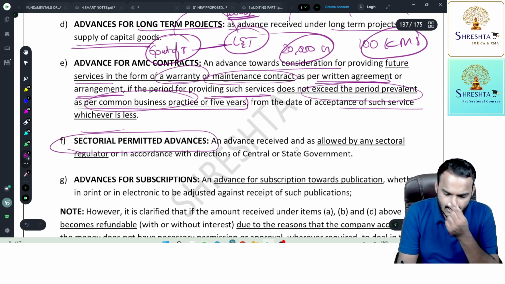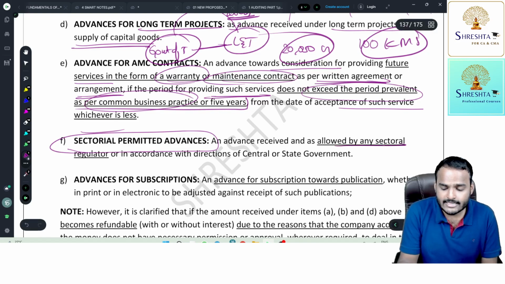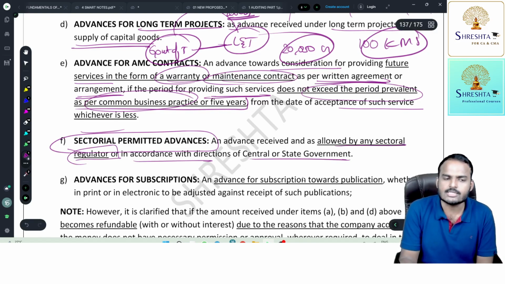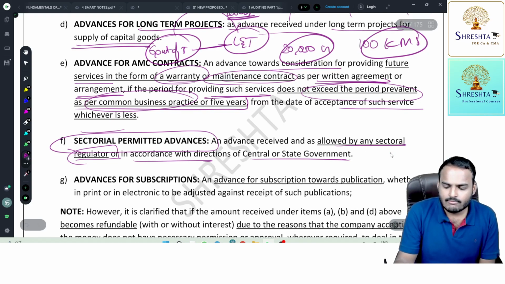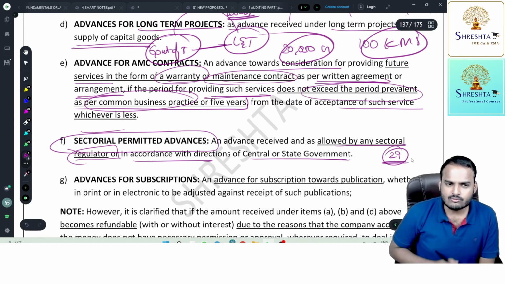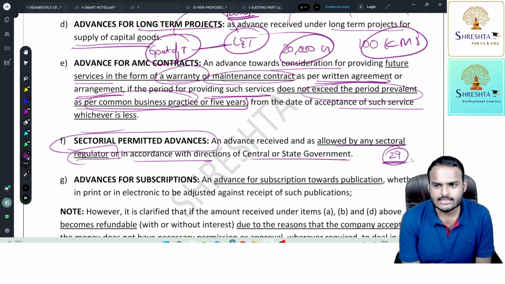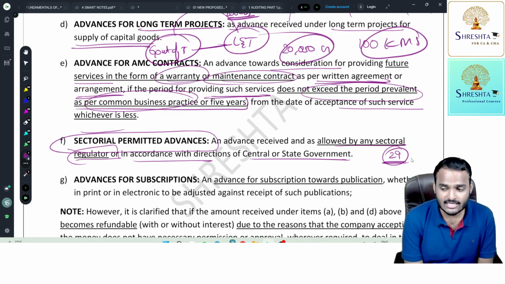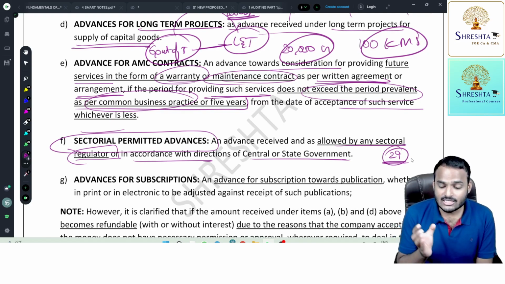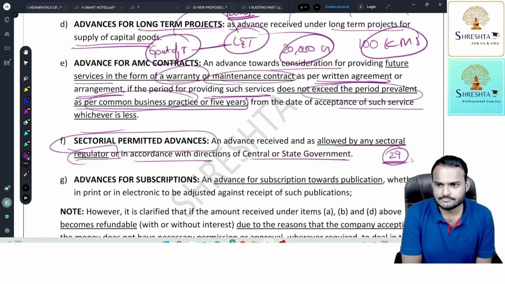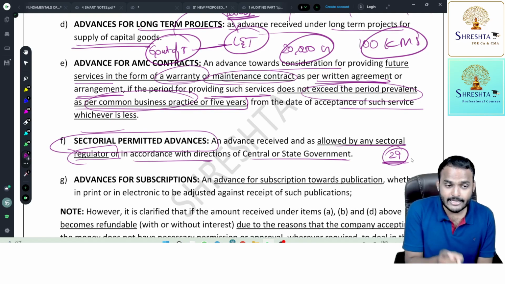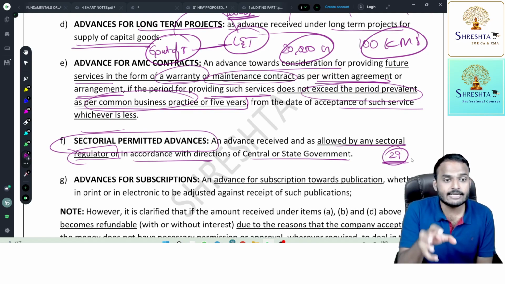Next one, sectorial permitted advances. An advance received as allowed by any sectorial regulator or in accordance with the directions of central government or state government. Many of you might forget this point. When I explained section 29, demat form of securities under dematerialization, I told this point very clearly. For getting this demat facilitation, companies should pay money to the depositories. Initially, they need to pay 2 years fees as a deposit.